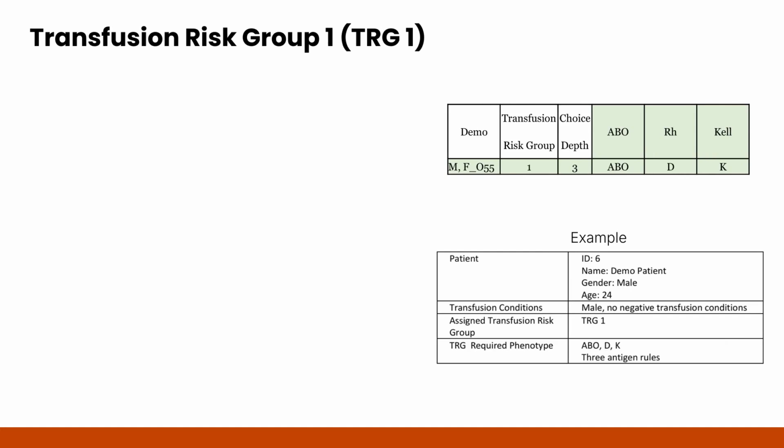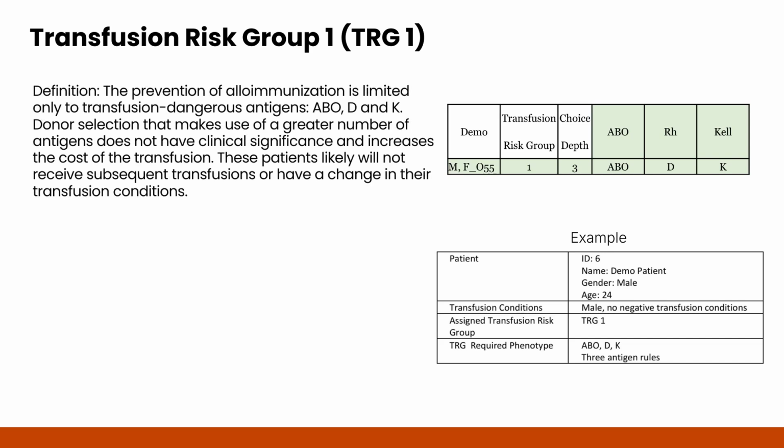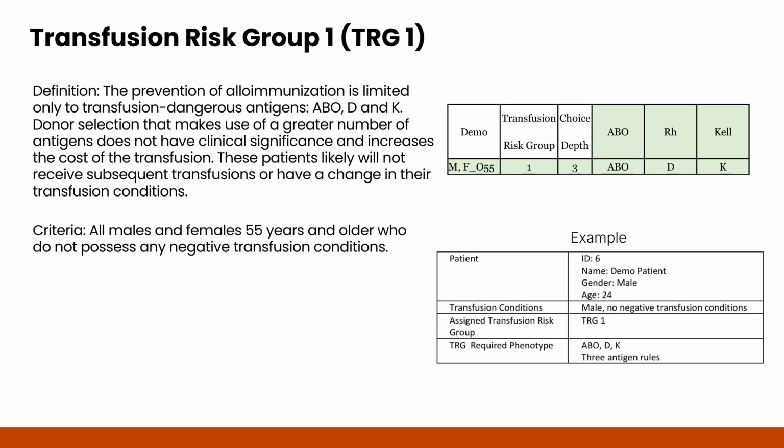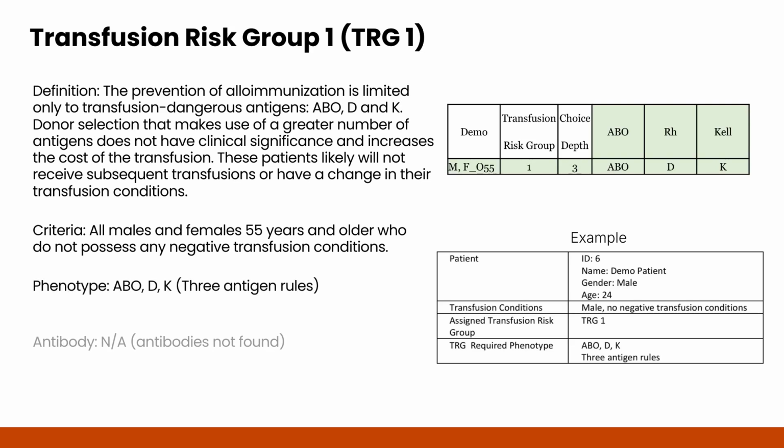Transfusion risk group 1. Definition: the prevention of alloimmunization is limited only to transfusion-dangerous antigens, ABO, D, and Cal. Donor selection that makes use of a greater number of antigens does not have clinical significance and increases the cost of the transfusion. These patients likely will not receive subsequent transfusions or have a change in their transfusion conditions. Criteria: all males and females 55 years and older who do not possess any negative transfusion conditions. Phenotype: ABO, D, and Cal. 3 antigen rules. Antibodies: none found.